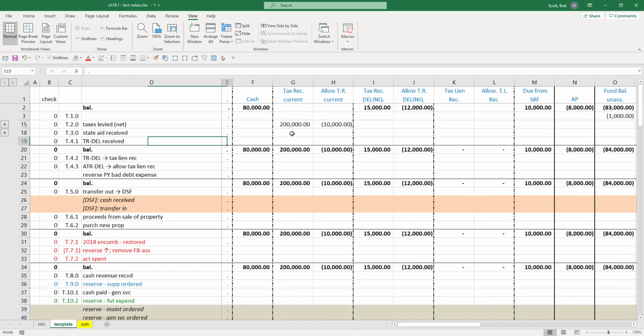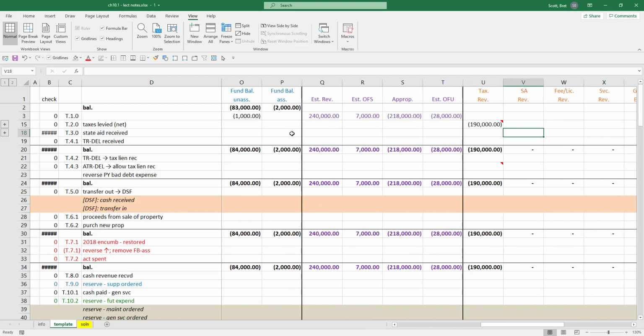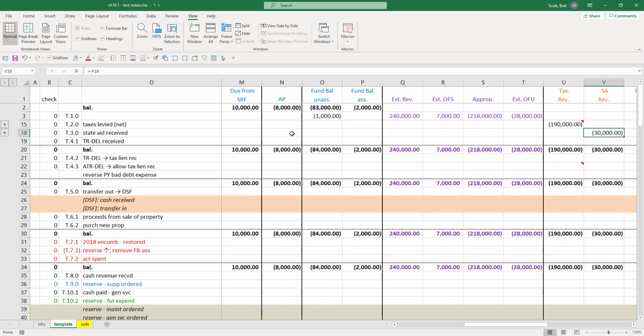I love getting cash, debit, especially from the government. Let's see here. Cash, we received $30 million. So go ahead and plug that in under cash. And then all the way over the far right column, go over to your orange accounts, state aid revenue. That's your credit of $30 million right there. Done. That's pretty straightforward.